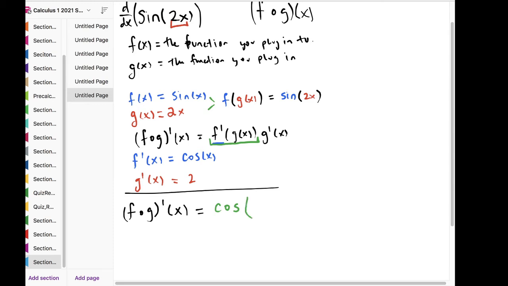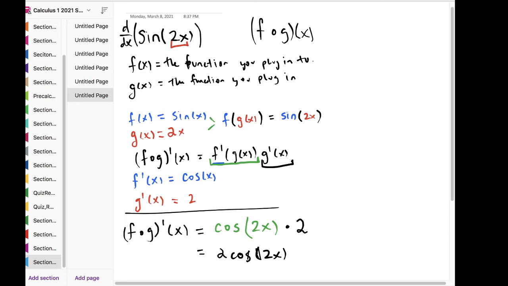What do I plug in? I plug in 2x, because g of x is 2x. And then g prime of x is 2. So that's the derivative. So in some respects, this is quicker. This is our first example, so of course it's going to be a little slower since we're trying to understand. But if you think about it, the number of steps is a bit shorter.